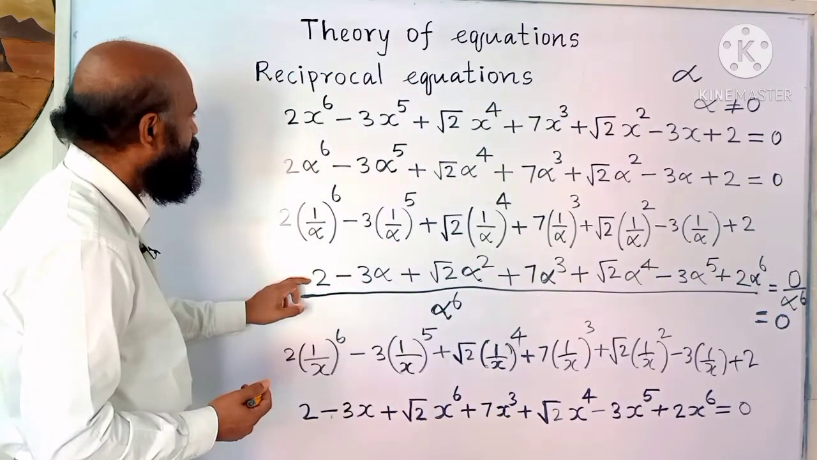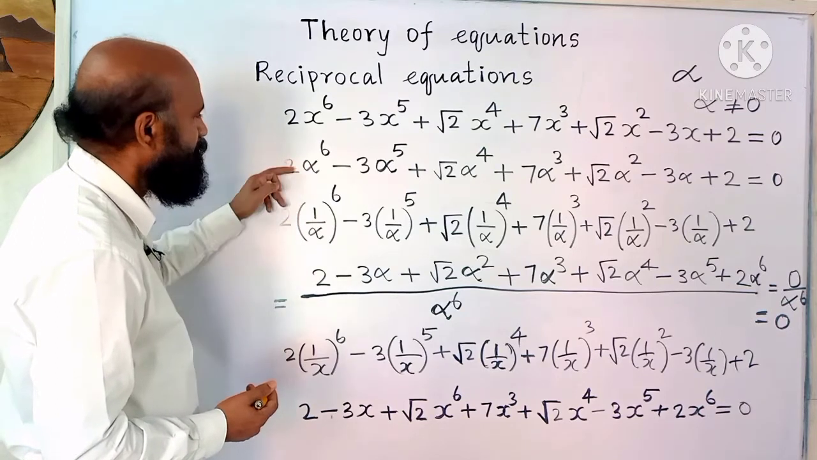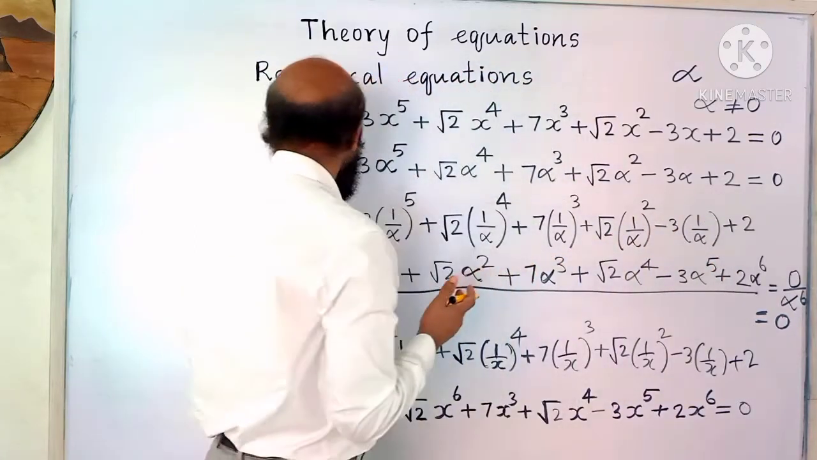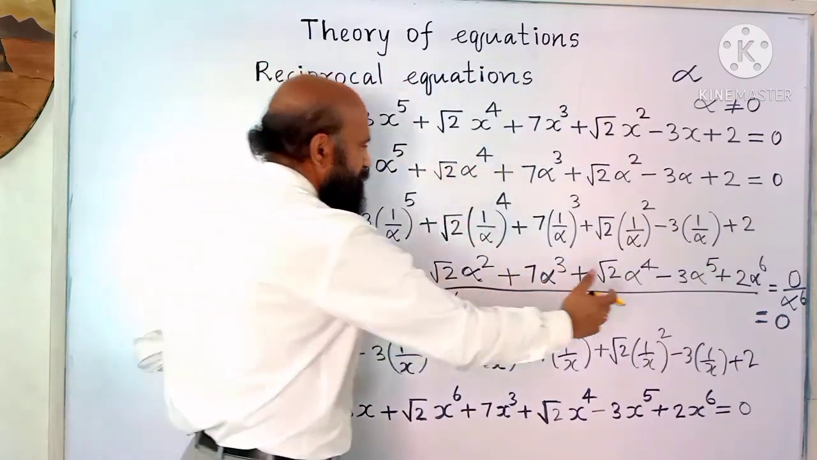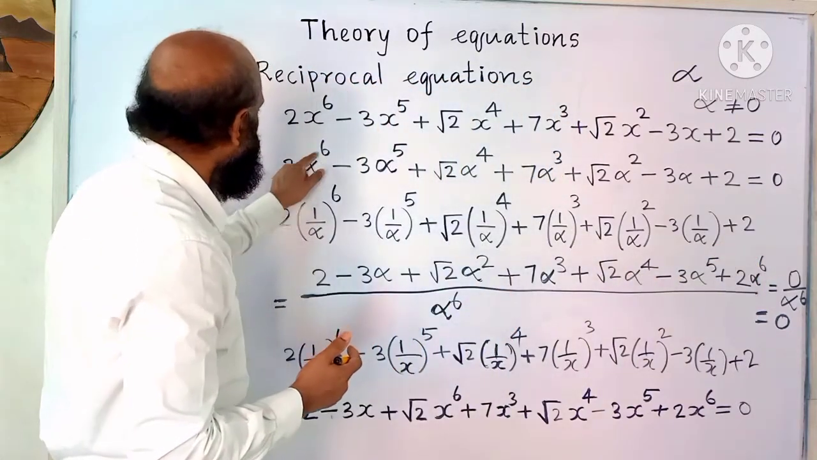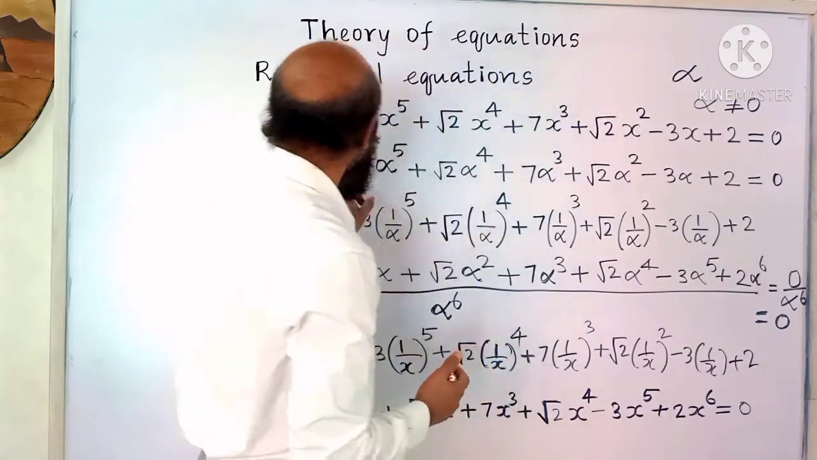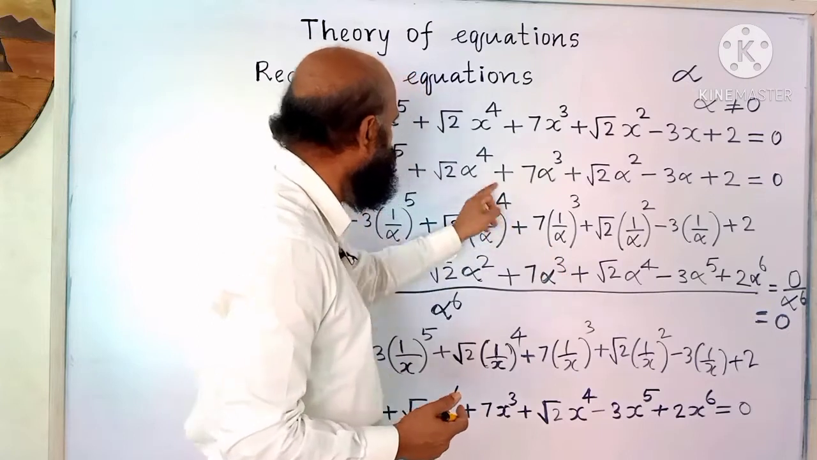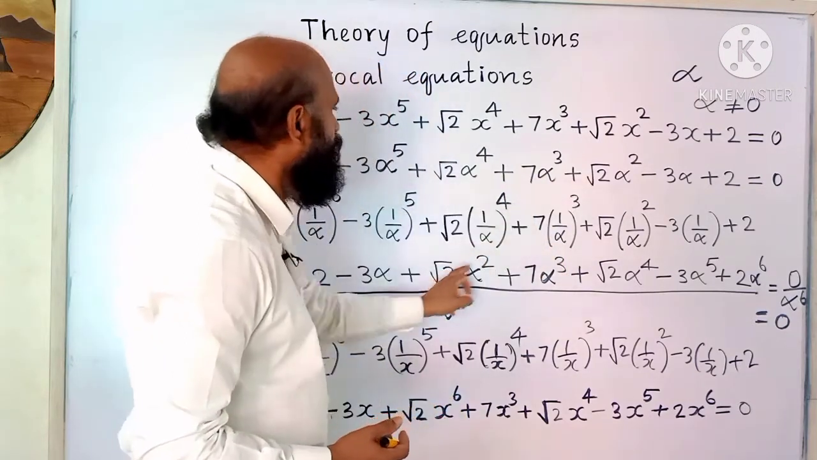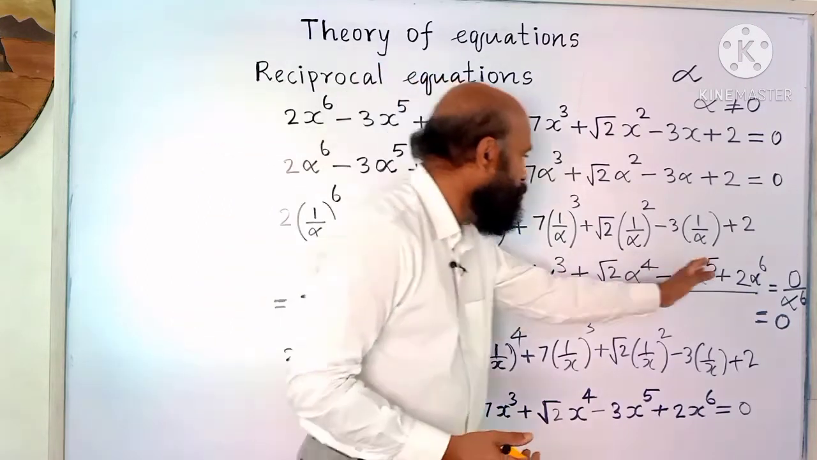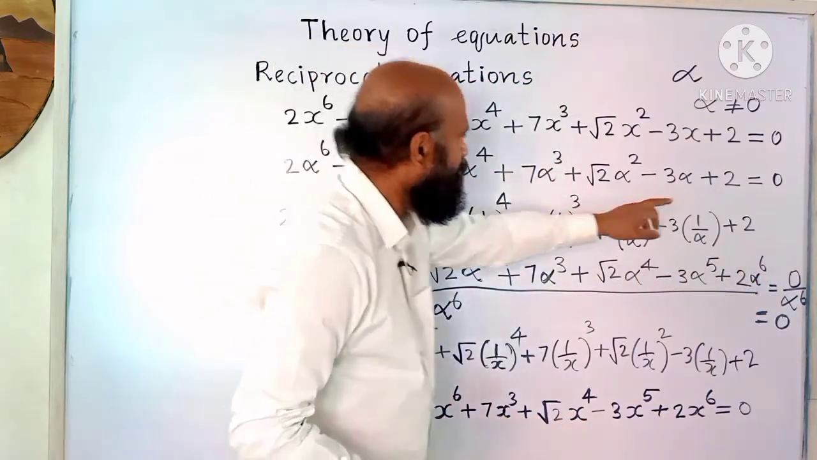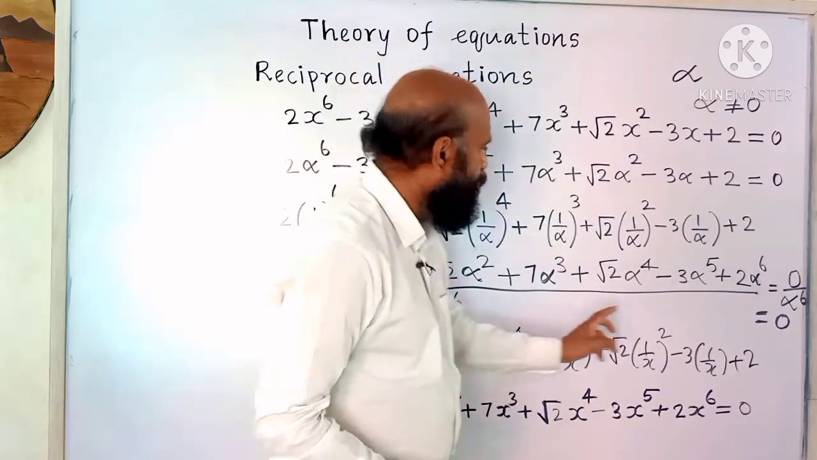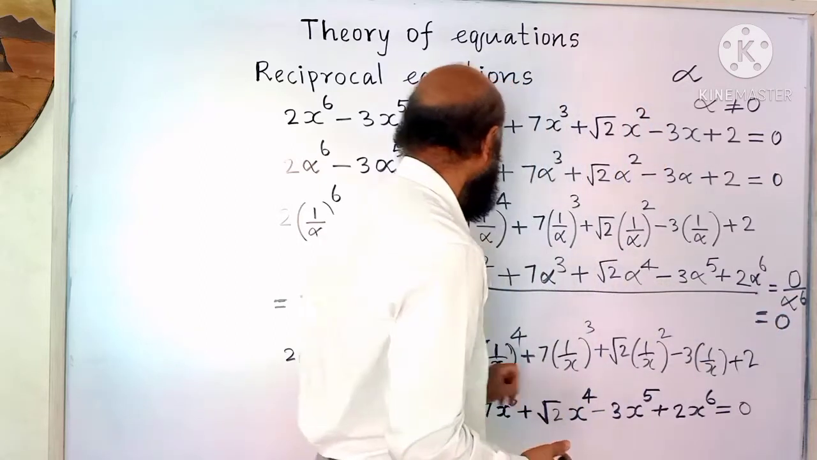But you see this and this are the same: 2 alpha raised to 6, only the order here is from left to right, here it is right to left. See, 2 alpha raised to 6, 2 alpha raised to 6, minus 3 alpha raised to 5, minus 3 alpha raised to 5, root 2 alpha raised to 4, 7 alpha raised to 6, root 2 alpha square minus 3 alpha plus 2. So that is 0. So for this we can write 0 divided by alpha raised to 6. 0 divided by anything is 0.